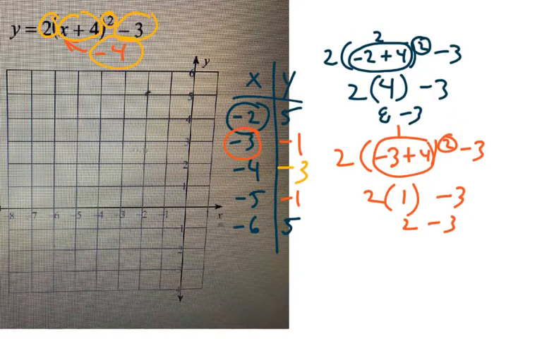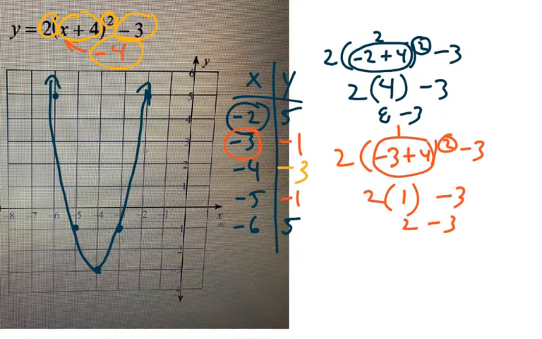So negative 2 was positive 5. Negative 3 was negative 1. Negative 4 was negative 3. Negative 5, negative 1. And negative 6, positive 5. Right there, guys, is my parabola. And that's, again, how you graph quadratics in vertex form.